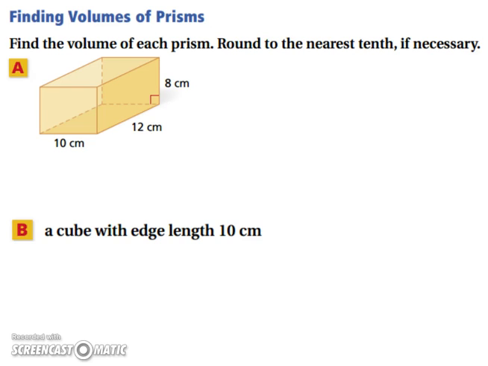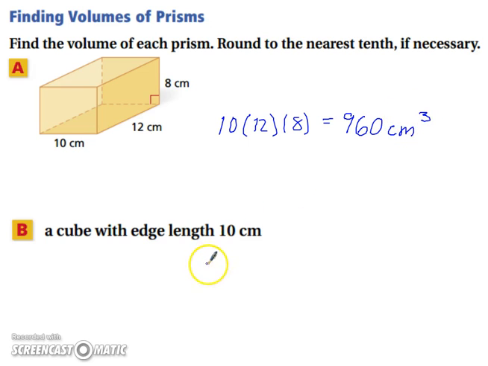Alright, let's try a couple. Find the volume of each prism. Round to the nearest tenth if necessary. So for A, we have a 10 by 12 by 8. We are simply going to multiply 10 times 12 times 8, and when we do so, we get 960 centimeters cubed. Now you're dealing with volume, so you cube things.